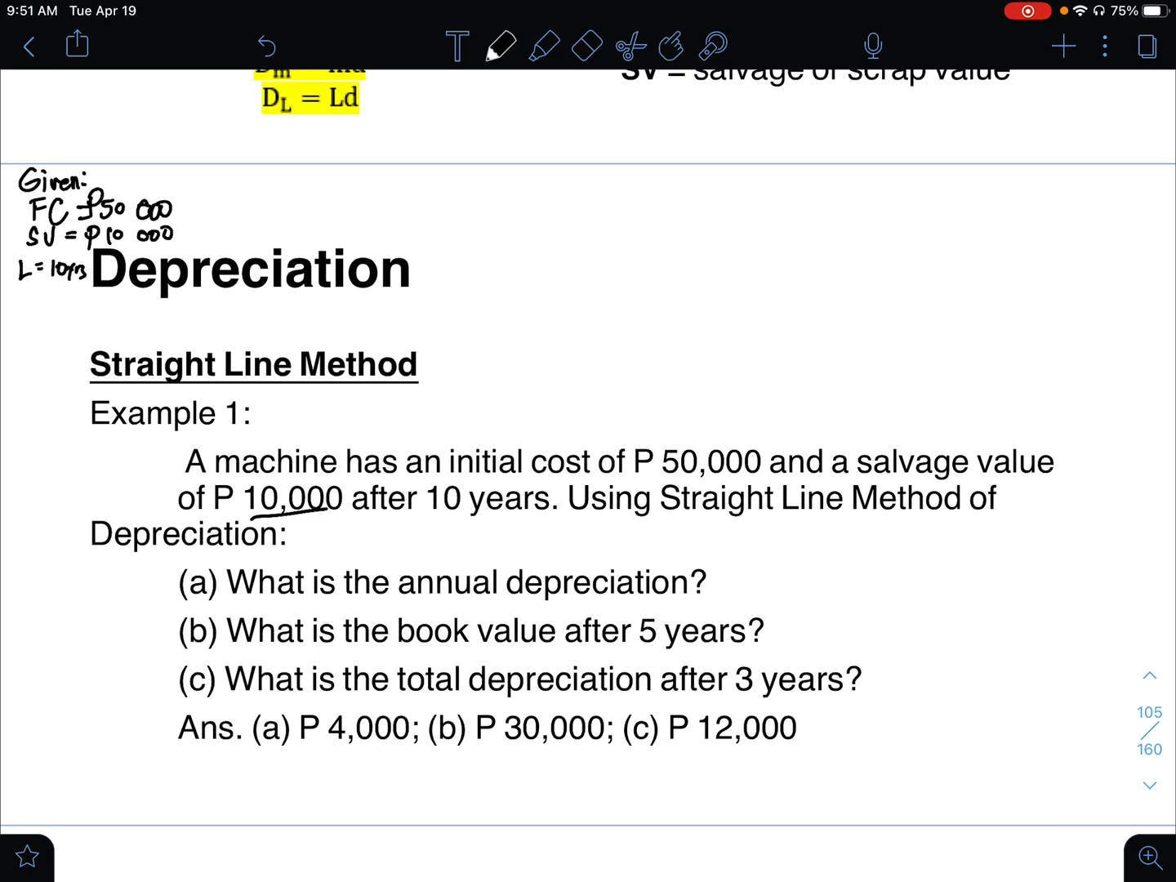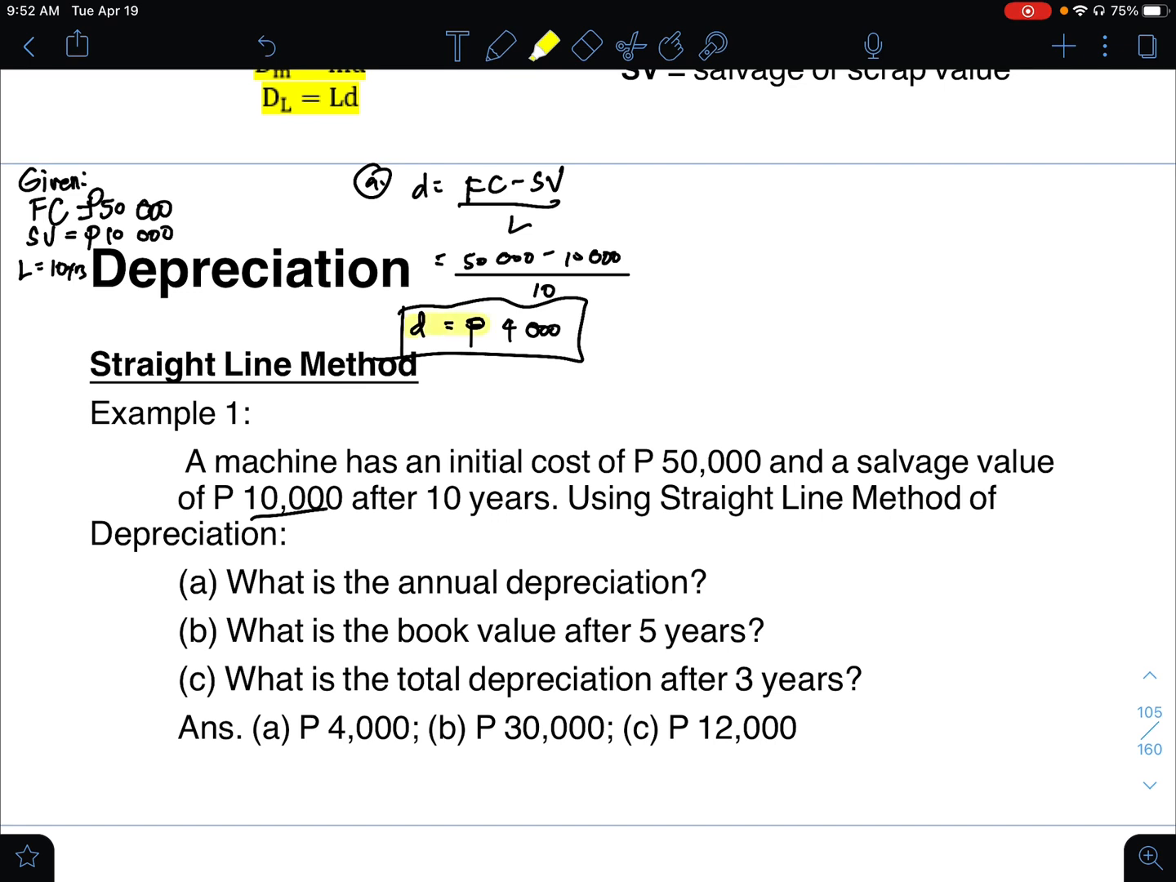So again, the formula for defining the depreciation is FC minus SV all over L. So that is 50,000 minus 10,000 all over 10, no? Atong L. So therefore, atong depreciation would be equal to 4,000 pesos. So, mao ni siya atong depreciation. So, mao na to answer for letter A. Okay? Now, the question for letter B is, what is the book value after 5 years?